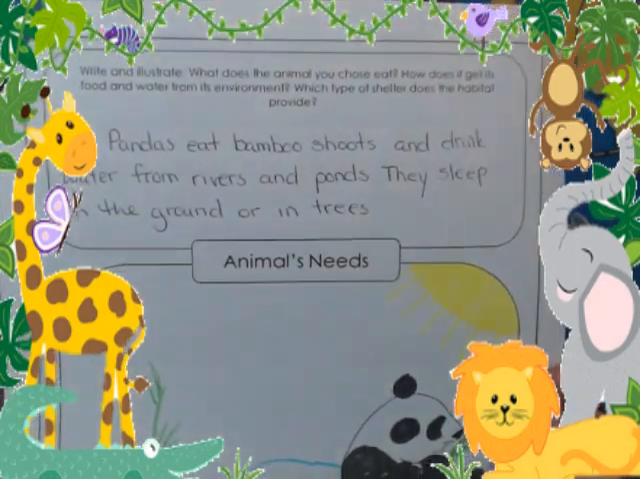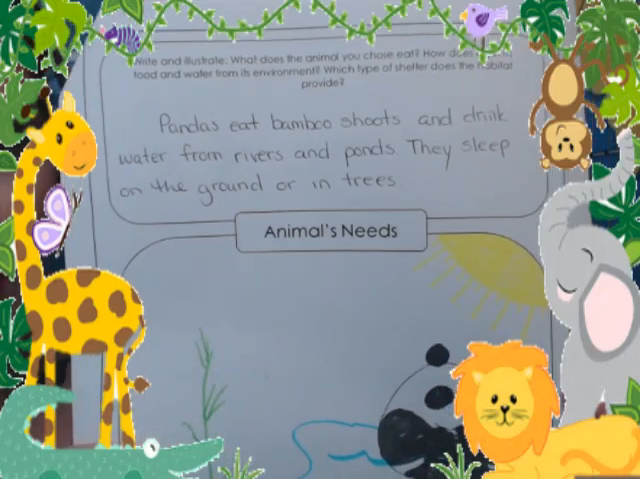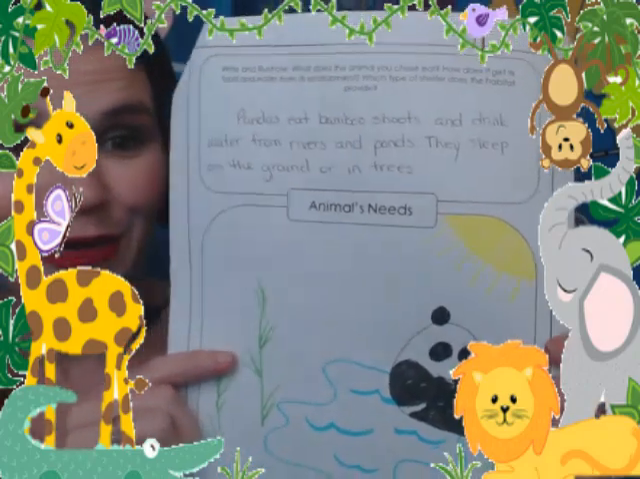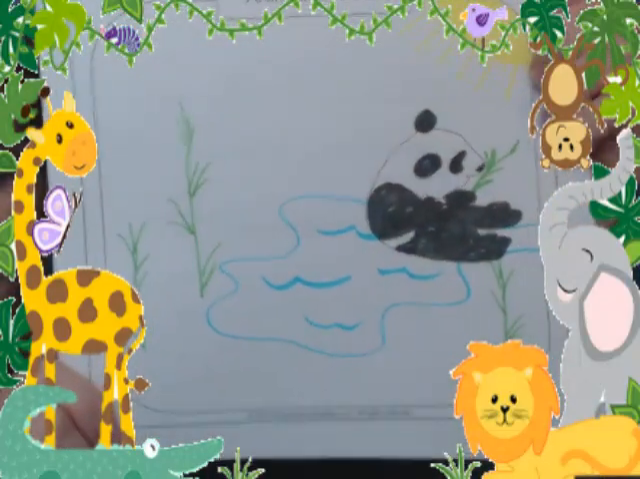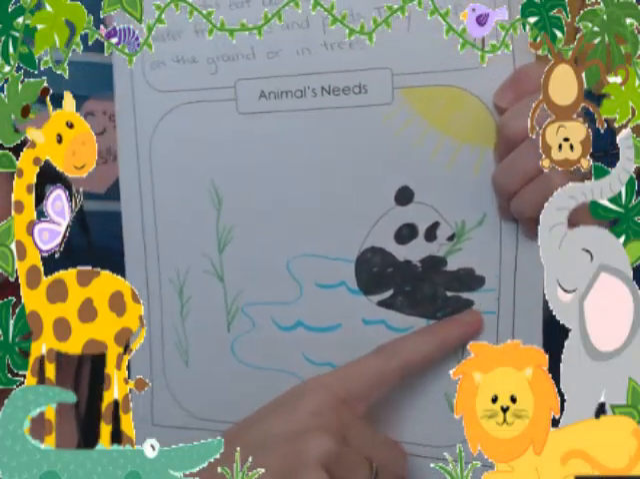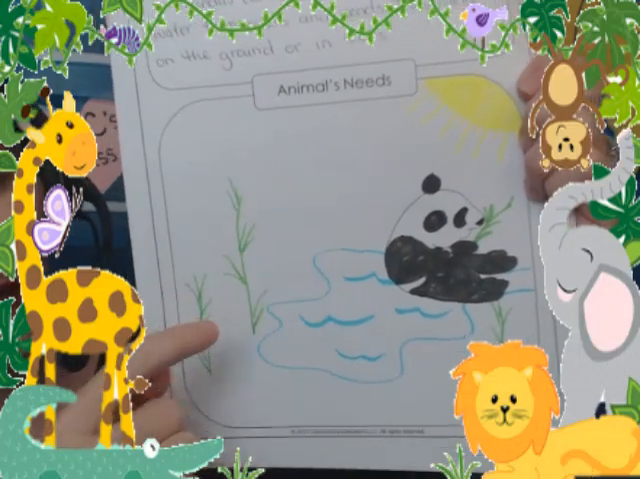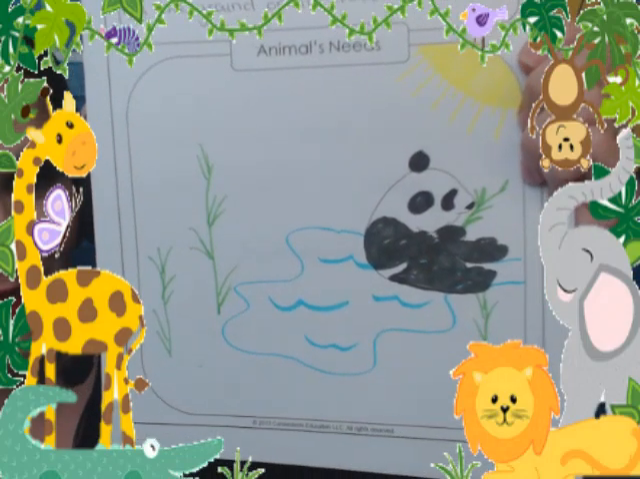So I wrote pandas eat bamboo shoots and drink water from rivers and ponds. They sleep on the ground or in trees. So the same trees they eat provide shelter to them too. And of course, like all forests, there's got to be a source of water. So I drew a little river going into a small pond. I've got my panda over there and he's eating some of that bamboo. These are little bamboo shoots, but the larger plants he can also sleep in. Sometimes they sleep in those trees.